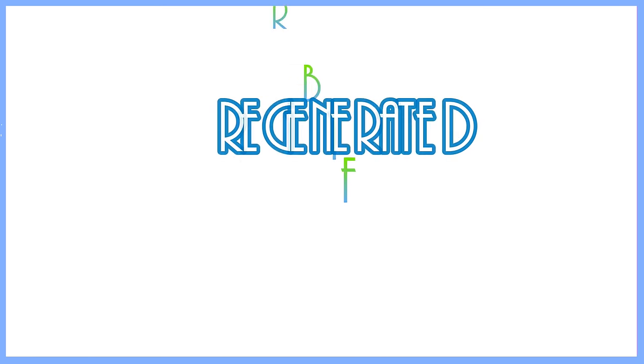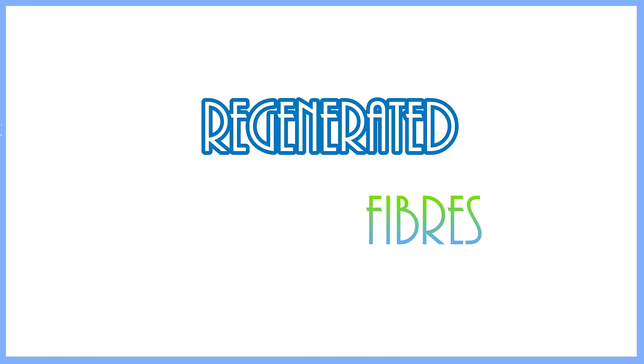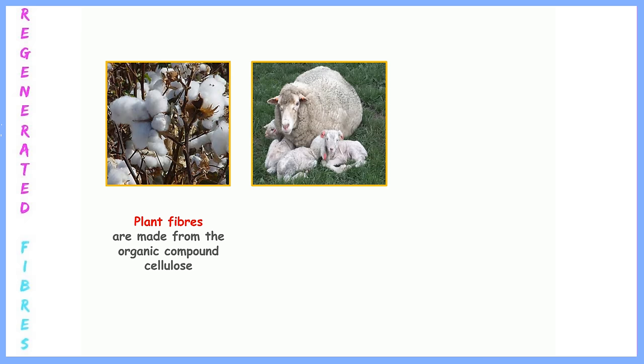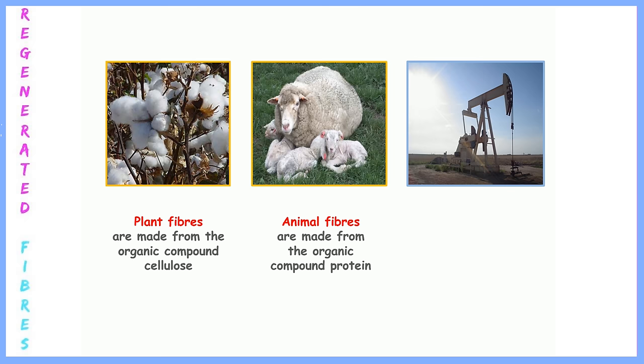Hi everyone, and welcome back to the third one of these lessons on fibres. We have done natural fibres. We know that they have a natural compound either called cellulose or protein. And then we've looked at synthetic fibres, and we've got the crude oil, which we need to make those. And now we're going to look at regenerated fibres.